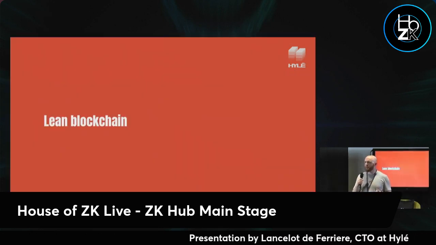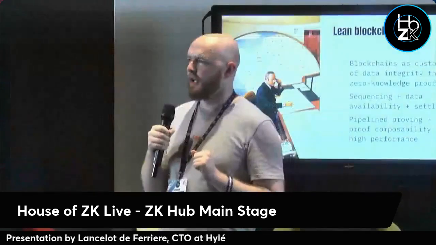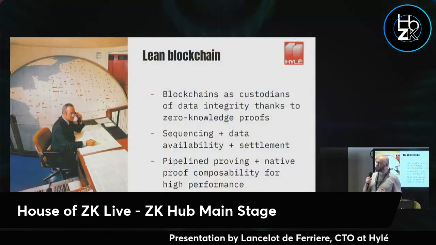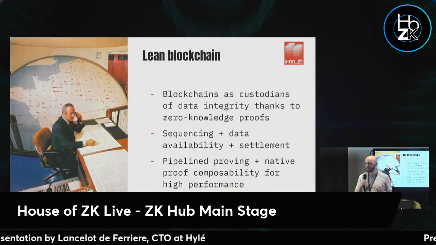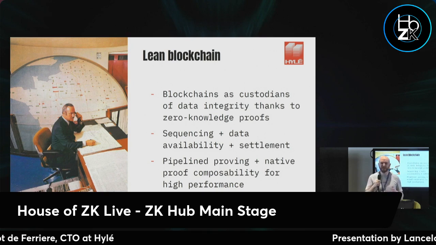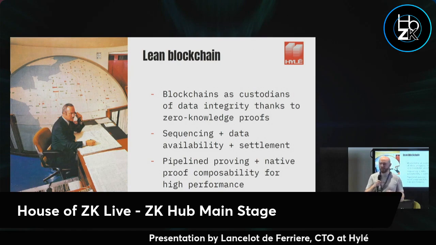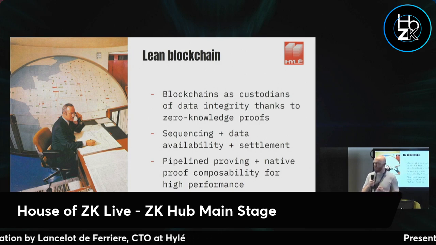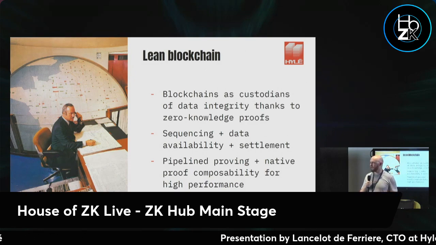This leads us into what we call lean blockchain, which is what Hylè is. Basically, we view blockchains as just custodians of data integrity, rather than running computation through zero-knowledge proofs. They only do sequencing, a little bit of data availability, and settlements. And with pipeline proving and native proof composability, you can get really high performance. In theory, because it's asynchronous, it's infinite. In practice, it's not going to be infinite, but it still could go really, really high if you do enough recursion in that latency gap.